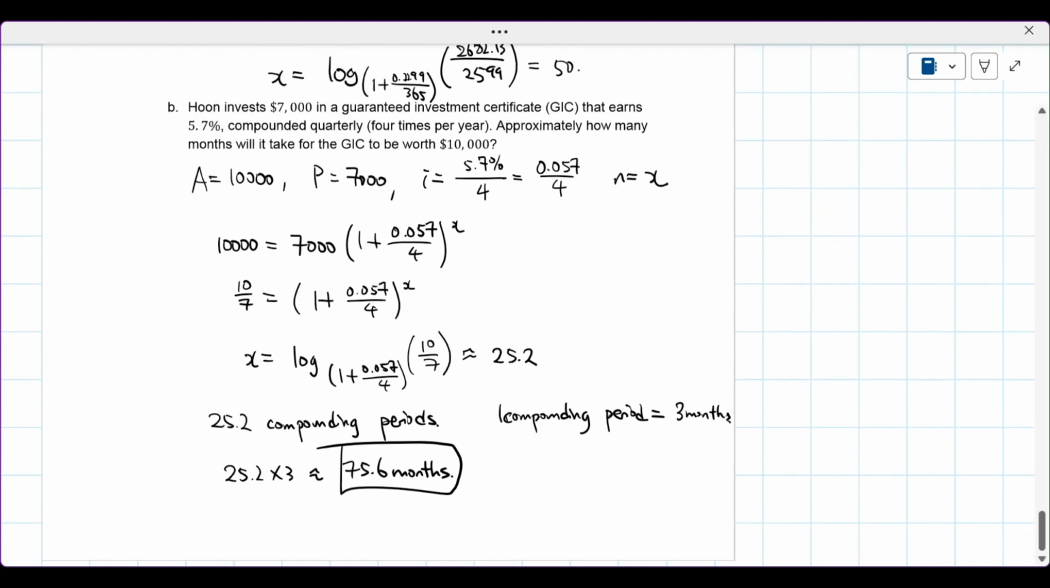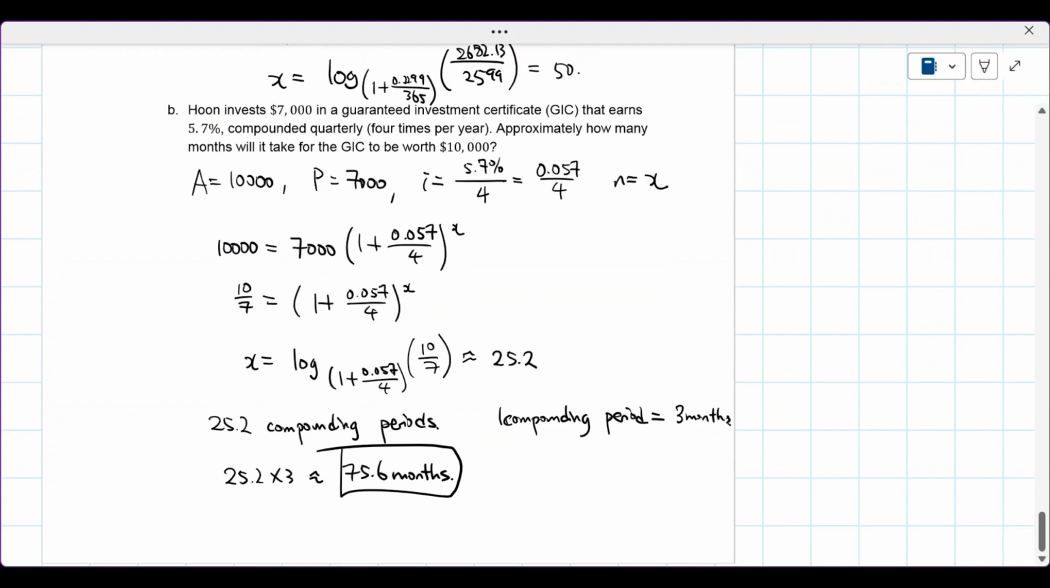This question is not very realistic because a GIC usually has a set number of years to mature, and then we have to leave the GIC afterwards. But that's okay.